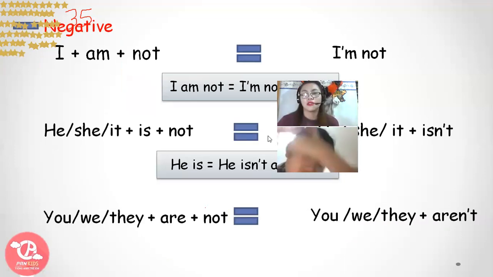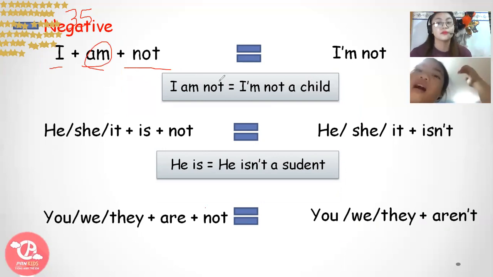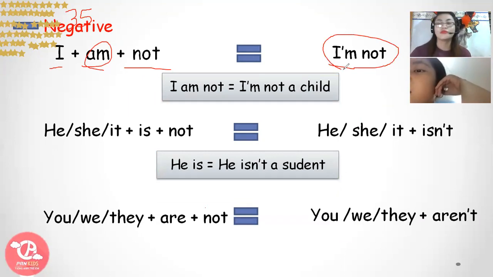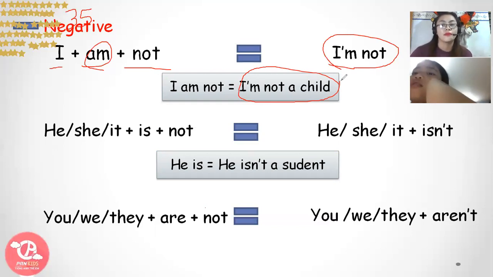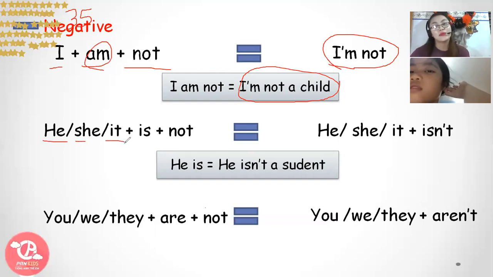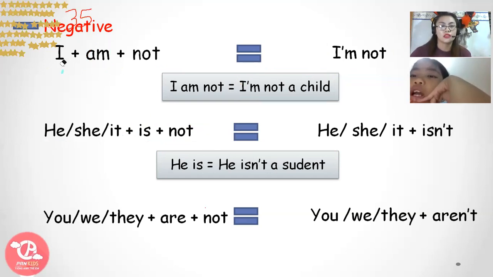Oh, this is negative. I am not. I am not. I'm not. Okay. I'm not a child. So he, she, it. Is and not. Is not. Okay. Now let's take an example. It will become he isn't a student.